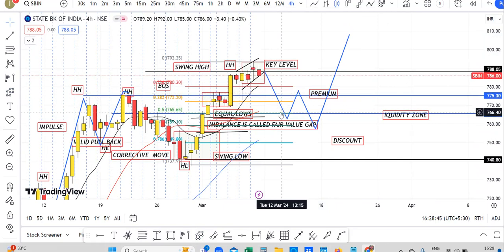So the advantage of smart money concept is that in advance you can anticipate the price coming back to that area, by knowing the liquidity areas, fair value gaps and liquidity zones, and also understanding the key levels, corrective moves and valid pullbacks. It will also help you identify swing lows and swing highs. This is how you can make a smart money trading plan.